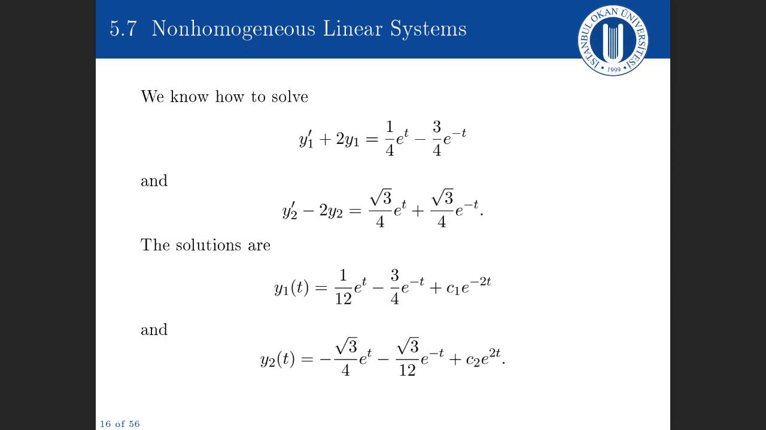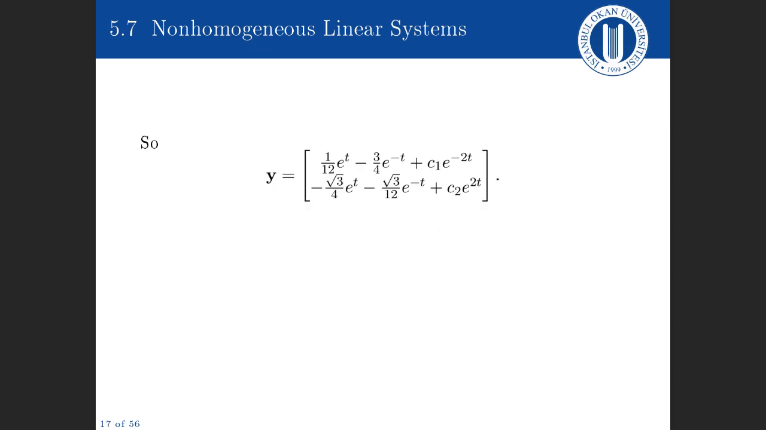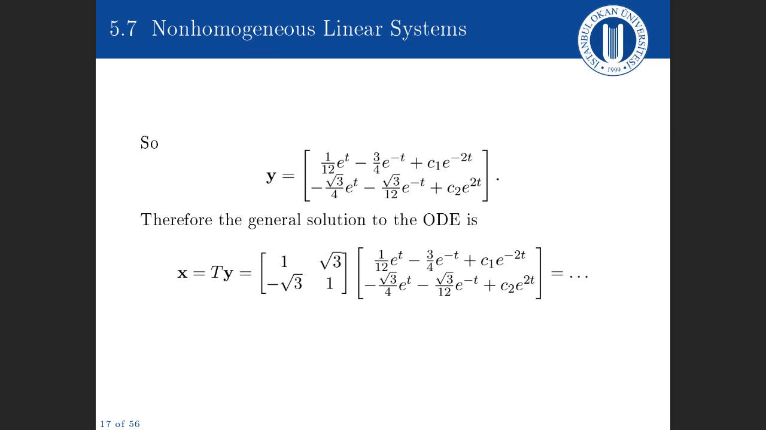So now we know y. There's one more step to get x. We're just going to multiply on the left by T. As soon as we know y, we know that x is equal to T multiplied by y. That's the product of this matrix with this vector. And I'm not going to finish this calculation. You know how to multiply matrices and vectors together.